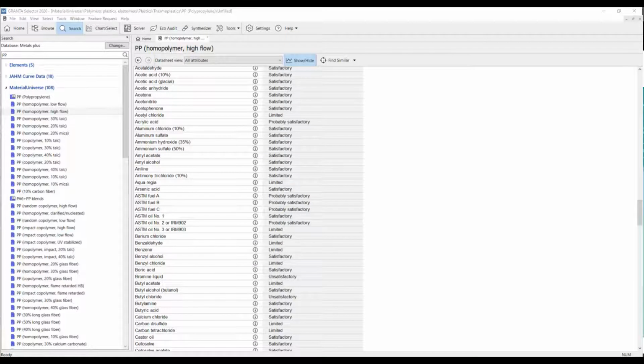That just about concludes this introduction to the GRANTA Selector tool and all the different material properties contained within it. The next video in this series will explore browsing and searching for materials, as well as how to filter based on the material properties of interest.